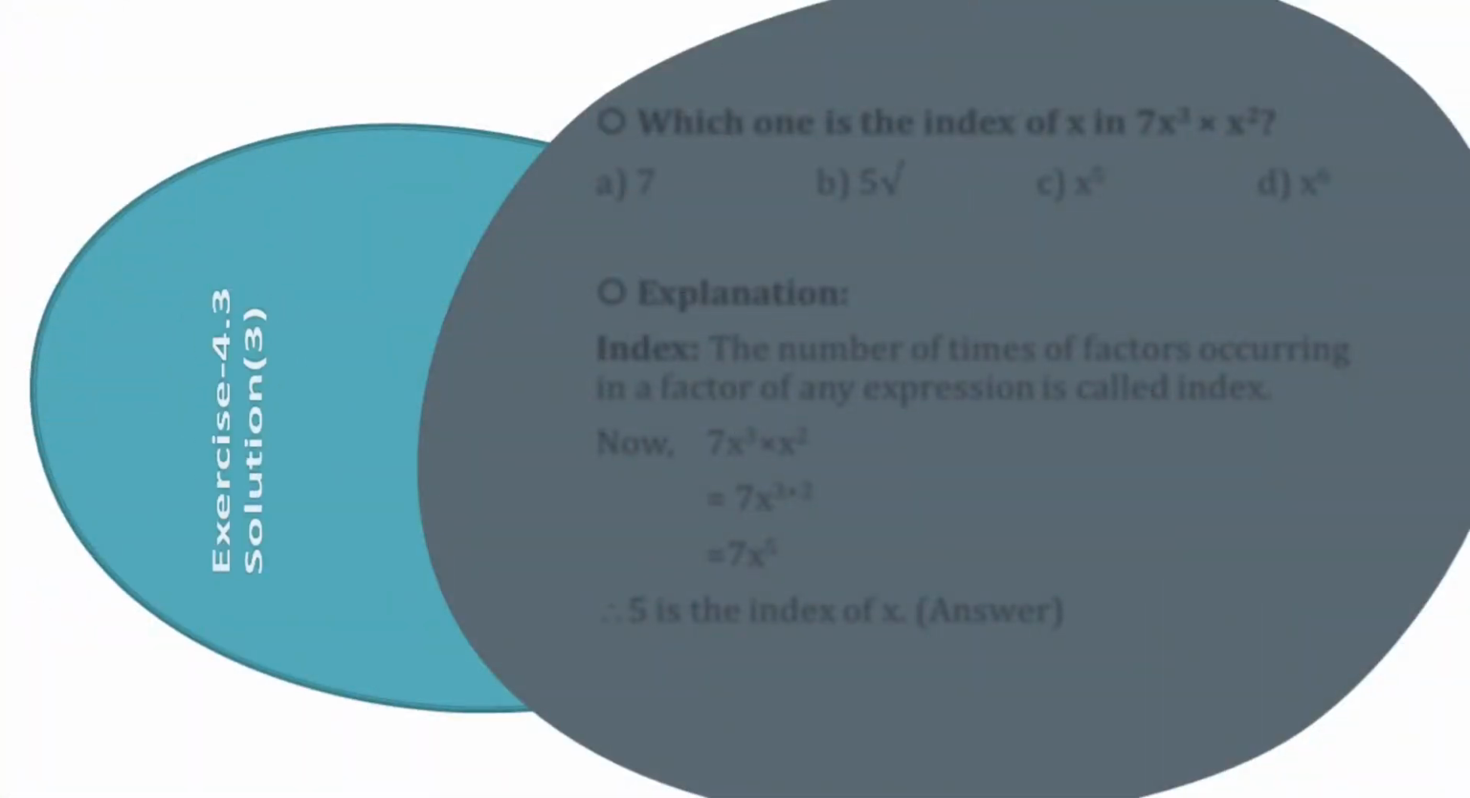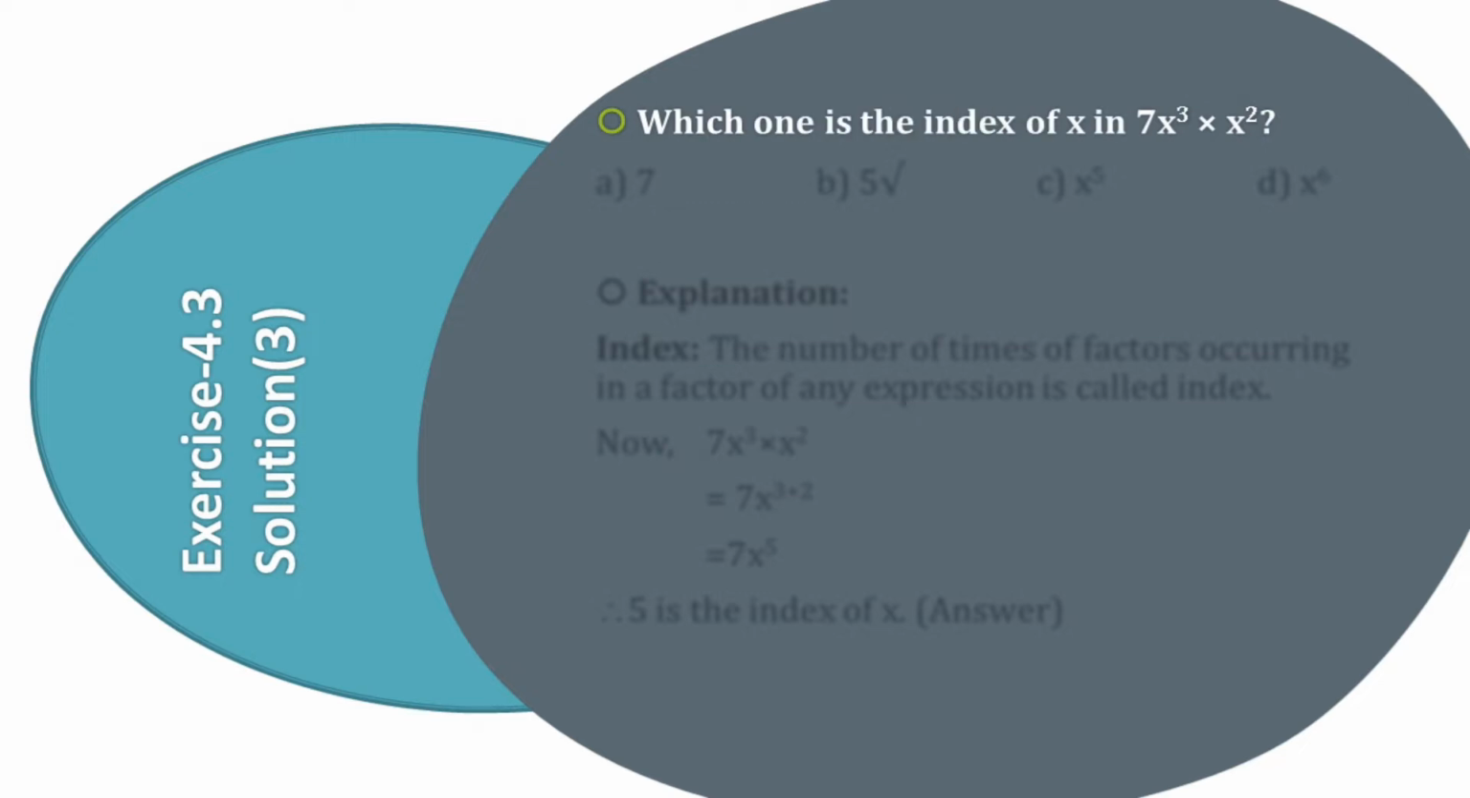Let us see solution number 3. Which one is the index of x in 7x to the power 3 multiplied by x to the power 2, or you can say 7x cube multiplied by x square. You can say both, x to the power 3 or x cube multiplied by x to the power 2 or x square. So that is the question, my dear. Which one is the index of x in 7x cube multiplied by x square?